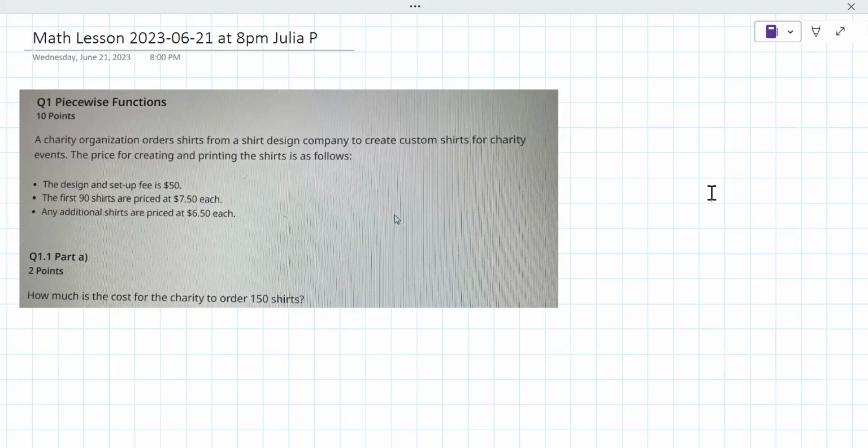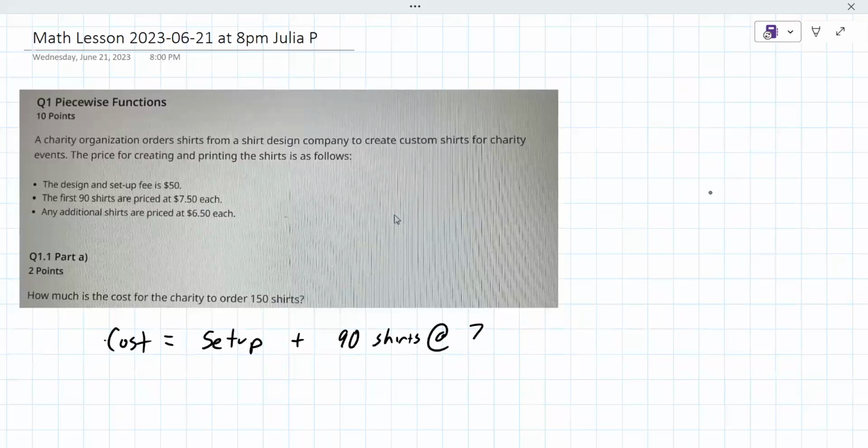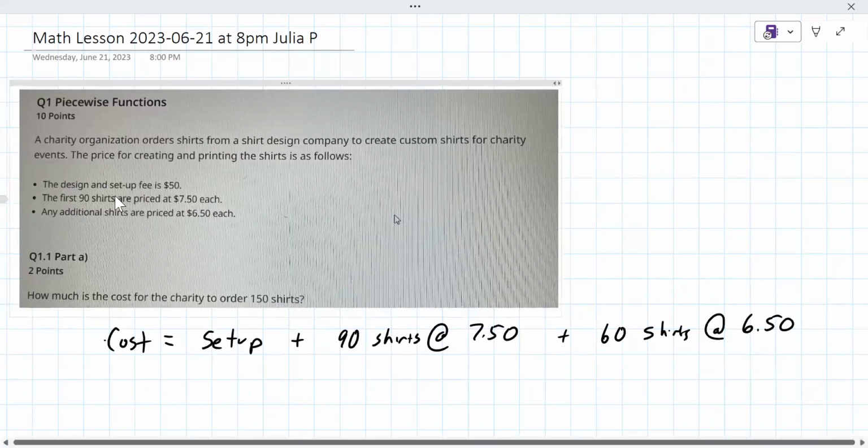All right, so the way to answer this is that there is the cost, if you want it in words, it's the setup plus the 90 shirts that are at $7.50 plus the 60 shirts that are at $6.50. So does that make sense? Because you have to pay the setup fee one time, then you have to buy some amount of shirts. Well, first 90 you're getting at the higher price, and then the next 60 you're getting at the lower price. Does that look okay to you? Yeah.